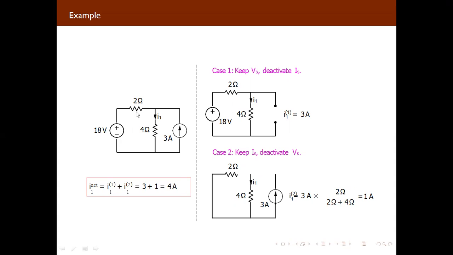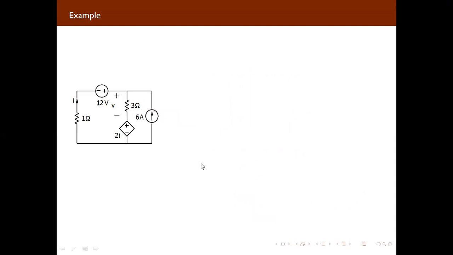2 upon total resistance 2 plus 4 into total current 3 ampere. You will get 1 ampere, and if you take the summation, you will get 3 plus 1, which is 4 ampere. Now if we are having this circuit, here you can see we are having three energy sources. One, two, three. We can consider them one by one.